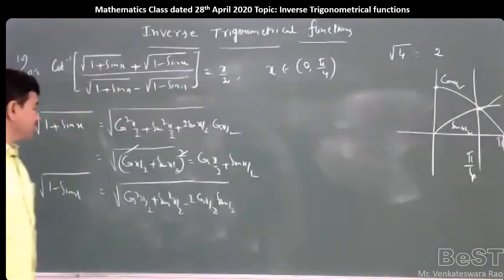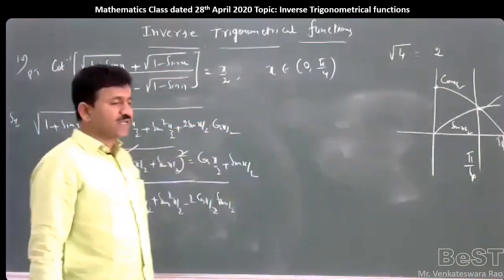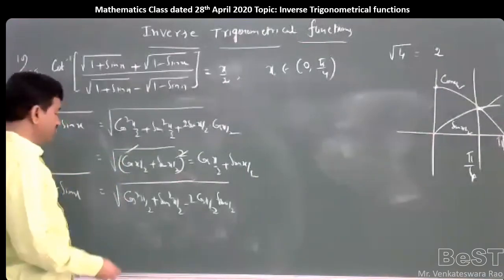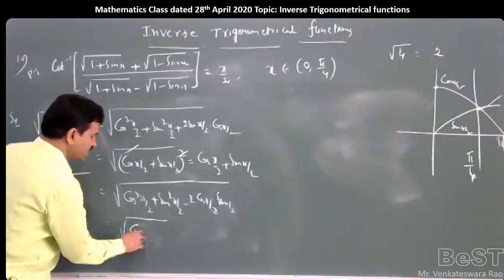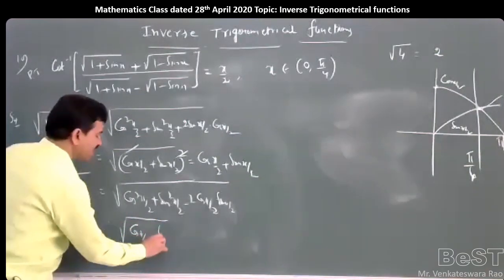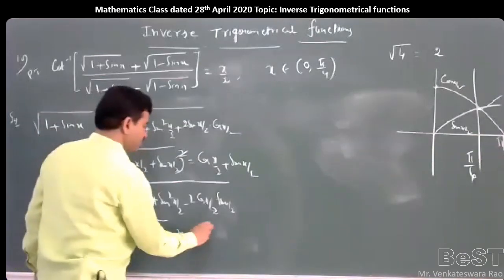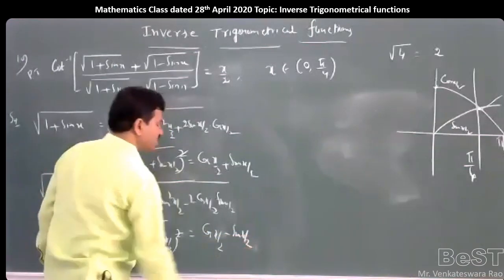So write this one now. Which one is the upper curve? Cos x by 2 is the upper curve over sin x by 2, so that value will be positive. So we have to write the square root of cos x by 2 minus sin x by 2 whole square. The square root cancels the square. So this is equal to cos x by 2 minus sin x by 2.